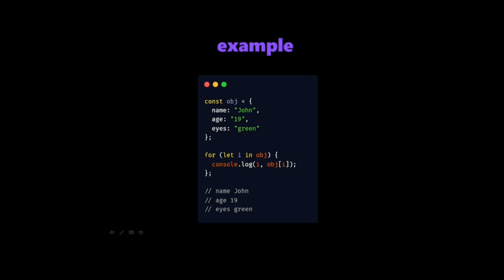And in this example we have an object with key value pairs and we are looping over each property. This variable refers to properties and we can also refer to each value like this, getting this object and the variable i. And we print out each key and value.